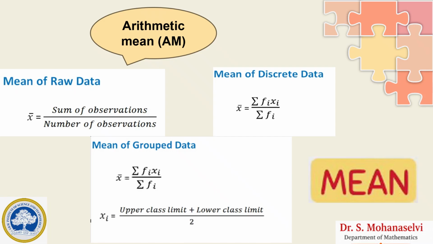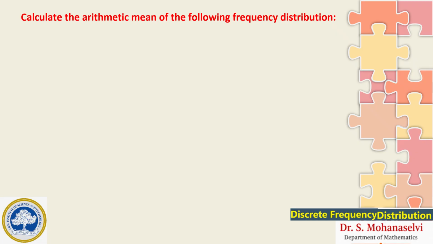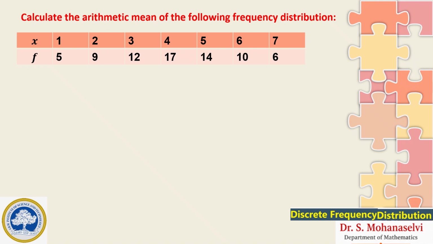Now that we know the formulas, let us understand how to apply them by solving examples step by step. Let us now learn how to calculate the arithmetic mean for a discrete frequency distribution. In this example, the first row shows the observations xi and the second row shows how many times each observation occurs, called the frequency fi. The steps are as follows.